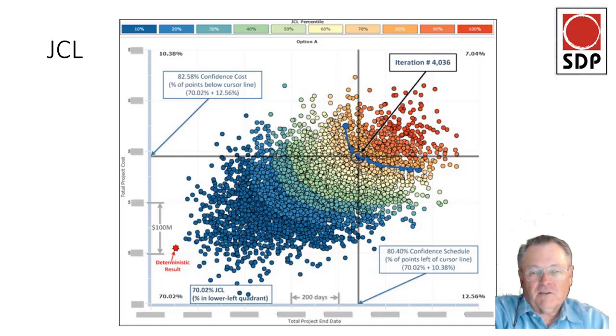Oh, I don't think it's difficult at all, from my perspective. If you say, I want to move this schedule line over a little bit, then this doesn't stay at 70%, because this is a 70% confidence. So if I move this line over to the left, now I have to move the cost line up a bit in order to get this back to 70, and that gives me another data point.